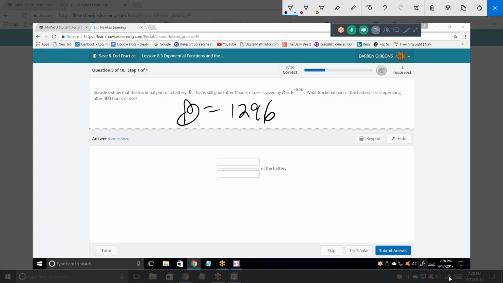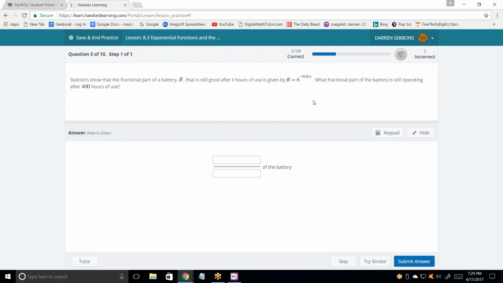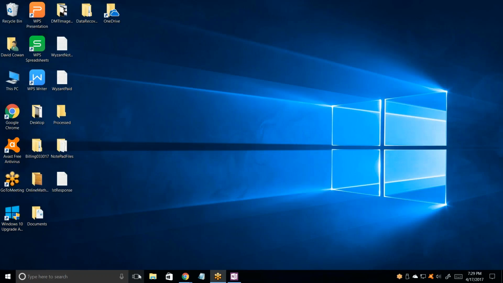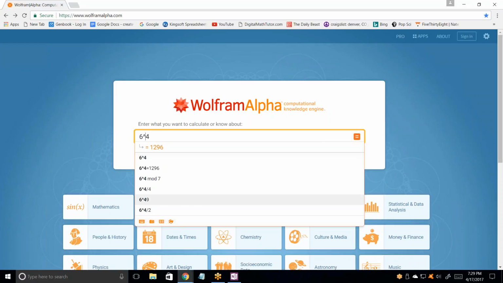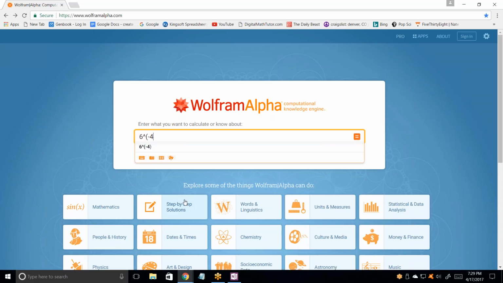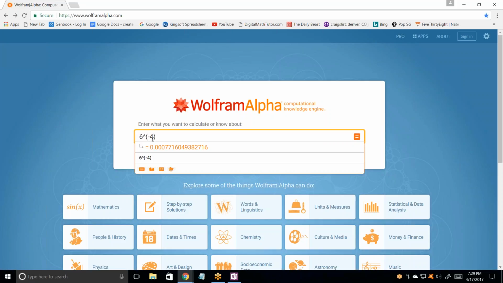It's not 1296. I did the wrong thing. Perhaps you did too. It's 6 to the minus 4 power. And I've got to put it in with parentheses. You see how I'm putting it in? That's how you have to put it in. In other words, I think I've got to use the parentheses. I'm not positive I have to, but the answer is 0.00077.